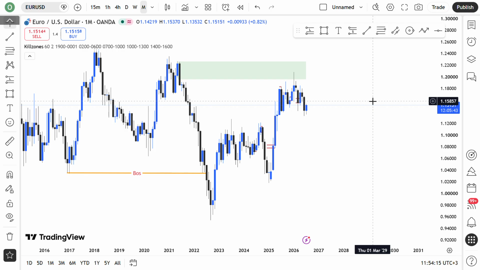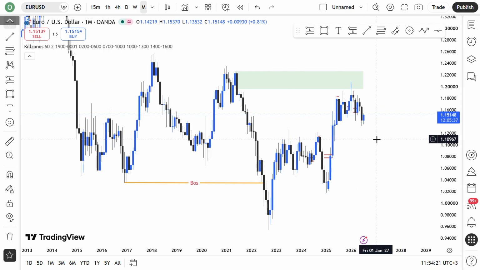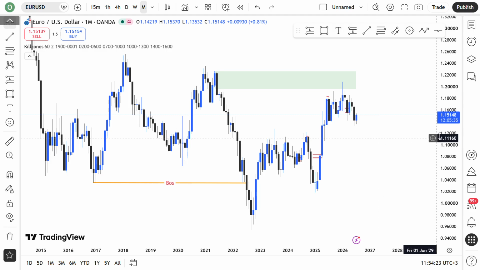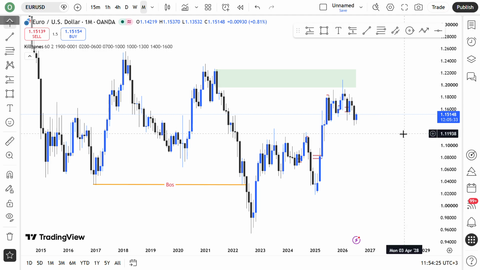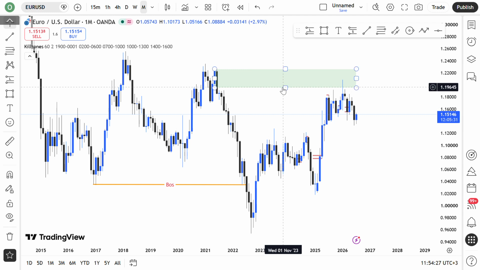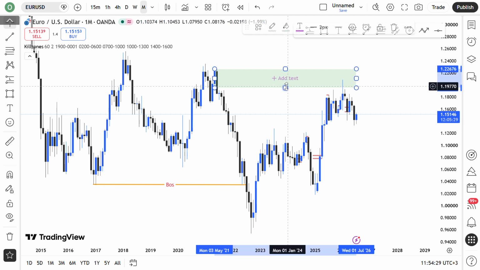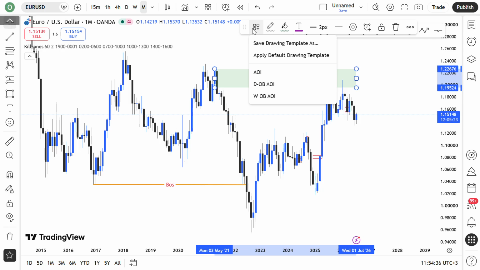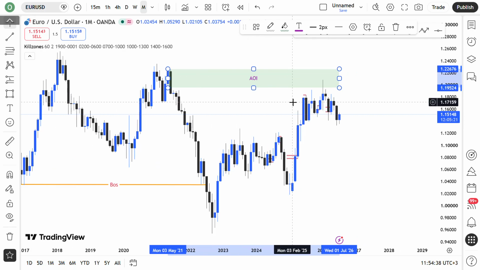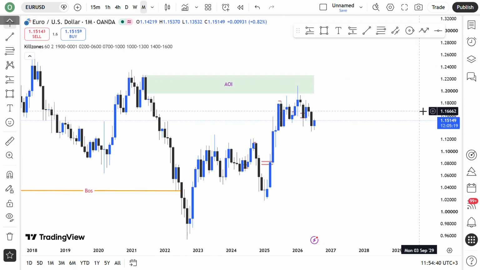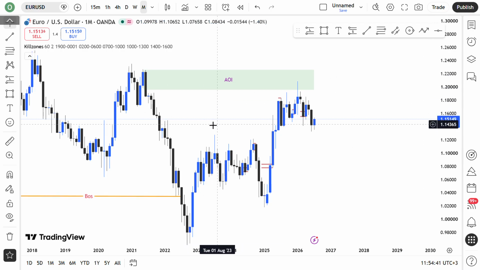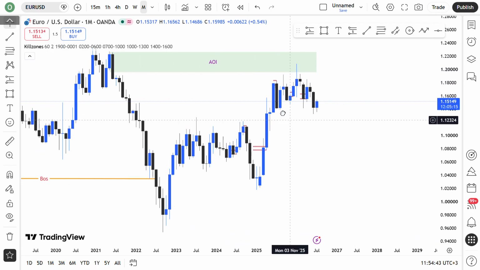Remember, a monthly order block or even a daily order block is very powerful, and we expect that such order blocks are going to hold the price. So from a monthly time frame, we are going to mark this order block, and now we have the information that the price right now is reacting from this monthly area of interest.